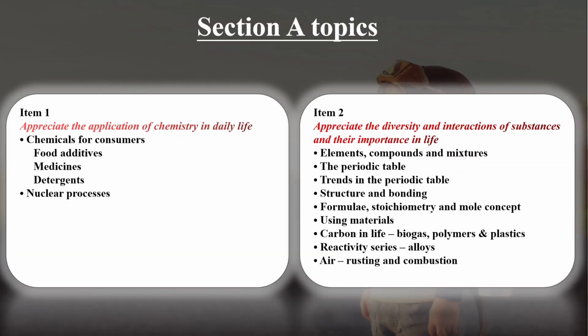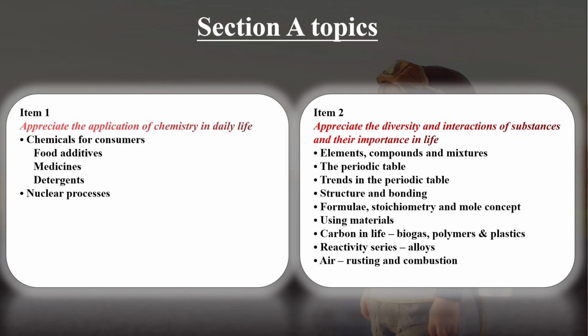Now, section A topics for item 1 are drawn from the second element of the construct, which says the learner is to appreciate the application of chemistry in daily life. That is item 1. The topics or accessible areas in item 1 will be chemicals for consumers.